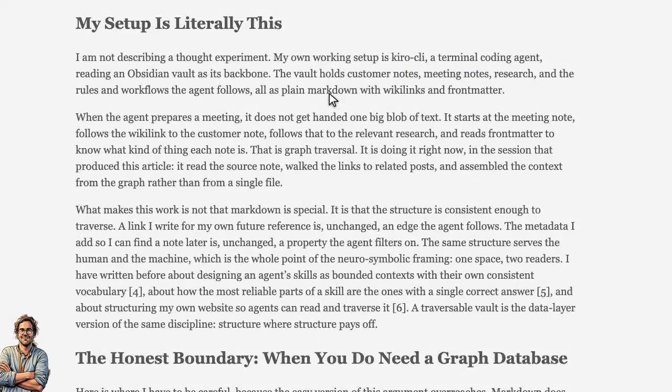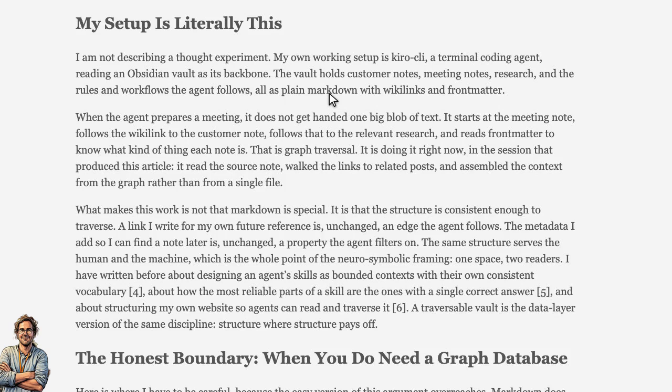This is not a thought experiment. My own working setup is Kiro CLI, a terminal coding agent reading an Obsidian vault as its backbone. When the agent prepares a meeting, it starts at the meeting node, follows the wikilink to the customer node, follows that to the relevant research, and reads frontmatter to know what each node is. That is graph traversal. A link I write for myself is, unchanged, an edge the agent follows.